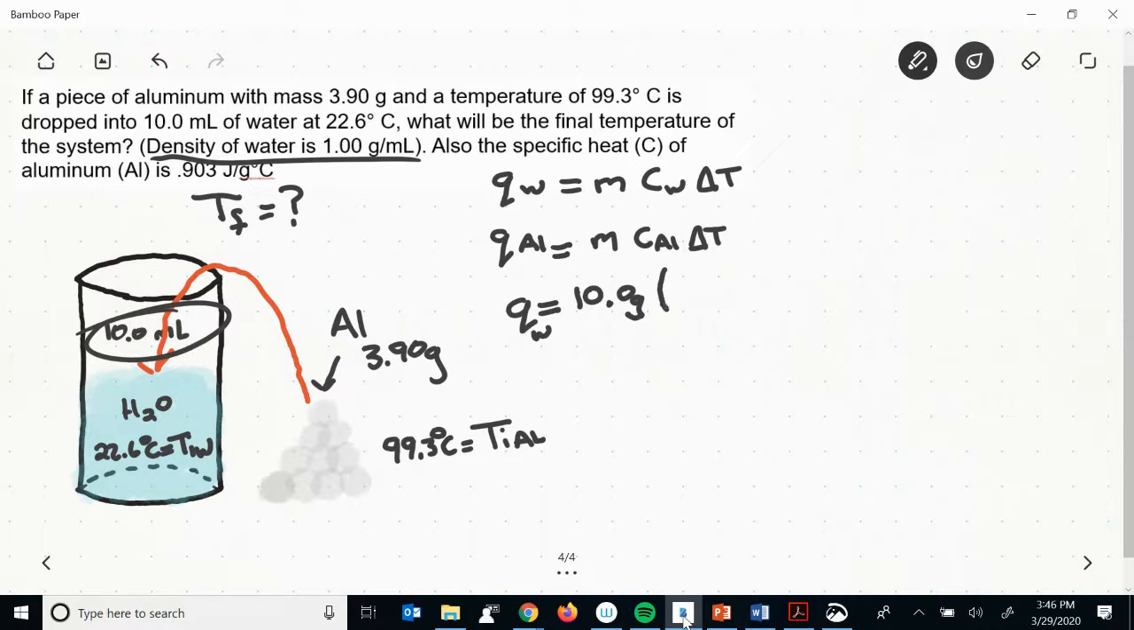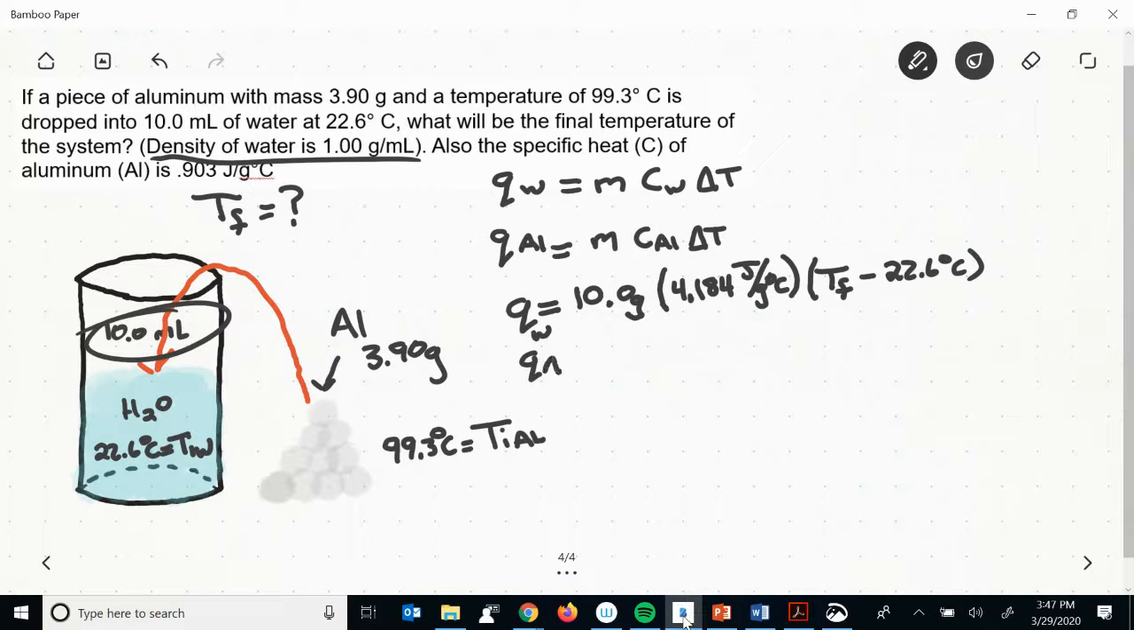One thing that was not given in the problem for us was the specific heat of water. Generally, I would have students memorize this. It's 4.184 joules per gram degree Celsius, and that's a pretty high specific heat. And then finally, for water, we would say delta T is the final temperature minus the initial temperature. And in this case, the initial temperature of the water is 22.6 degrees Celsius.